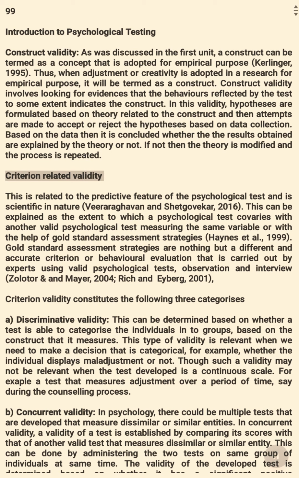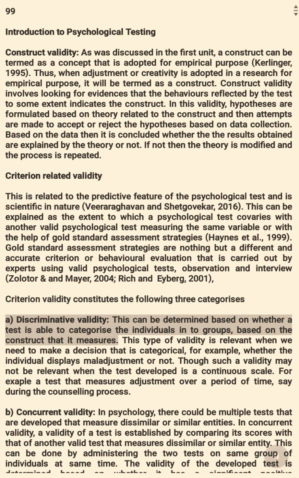Criterion-Related Validity. This is related to the predictive feature of the psychological test and is scientific in nature, Veeraraghavan and Chitgavakar, 2016. This can be explained as the extent to which a psychological test covaries with another valid psychological test measuring the same variable, or with the help of gold standard assessment strategies, Haynes et al., 1999. Gold standard assessment strategies are nothing but a different and accurate criterion or behavioral evaluation that is carried out by experts using valid psychological tests, observation and interview, Zlotnick and Mayer, 2004, Rich and Iberg, 2001. Criterion validity constitutes the following three categories.